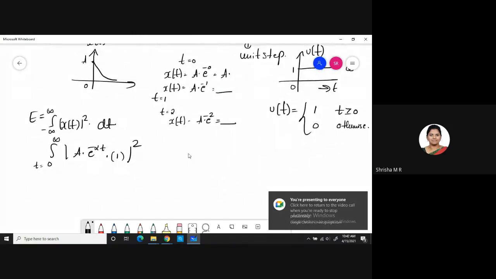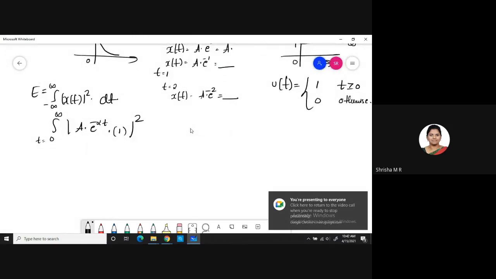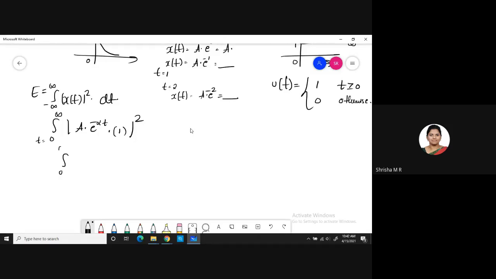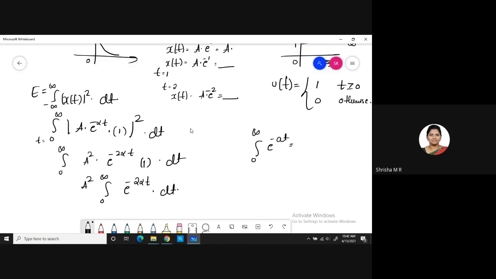So try solving this. What do you get? We have the integral 0 to infinity of a square into e power minus 2 alpha t into 1 into dt, right? So a is a constant, I'll take a square outside. So you have the integral 0 to infinity of e power minus 2 alpha t into dt. So what is the integration of e power minus at? The integration of e power minus at is nothing but e power minus at by minus a, right?